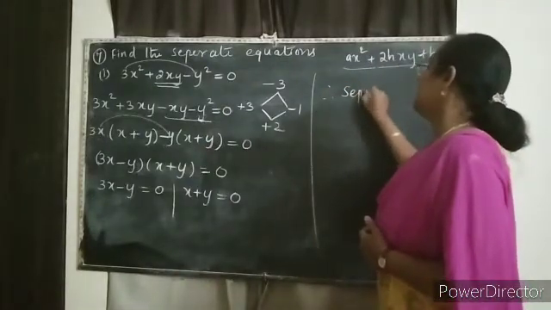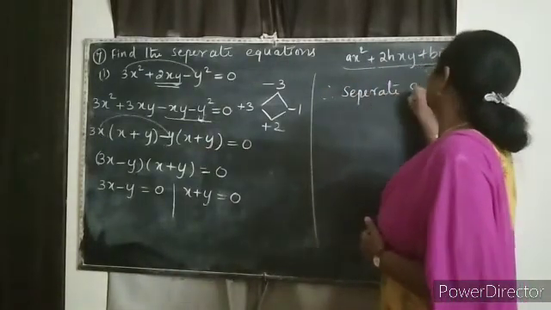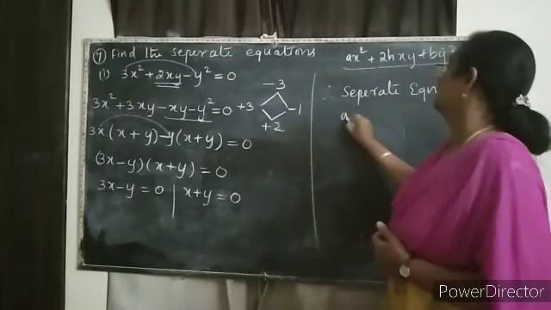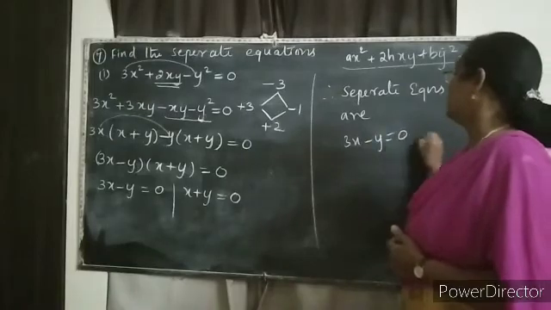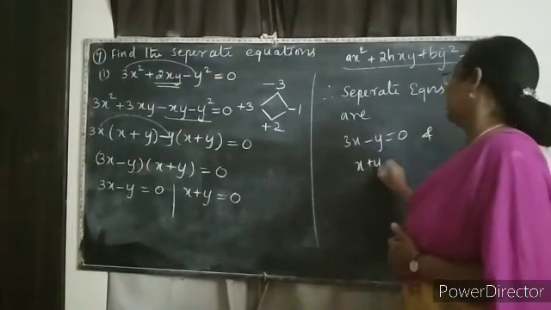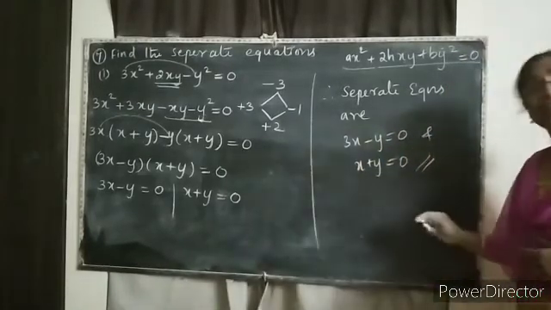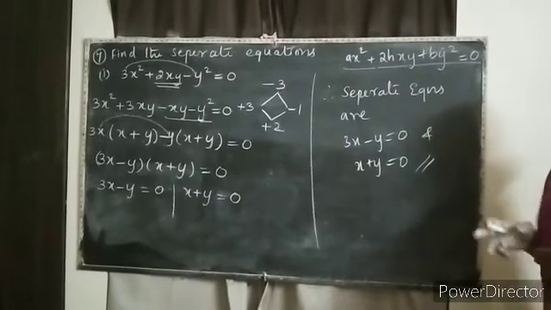Therefore separate equations are 3x minus y equal to 0 and x plus y equal to 0. Very, very simple and important sum in the point of exam view.